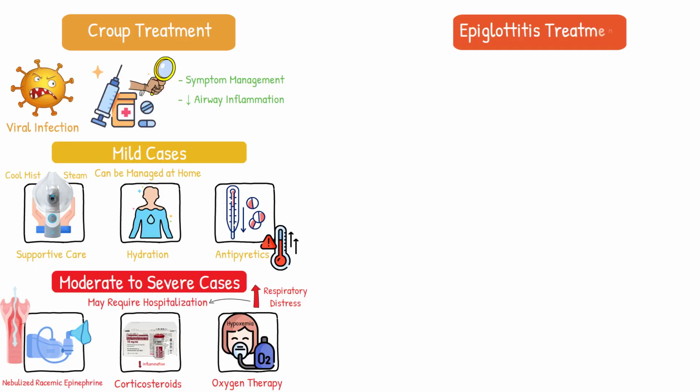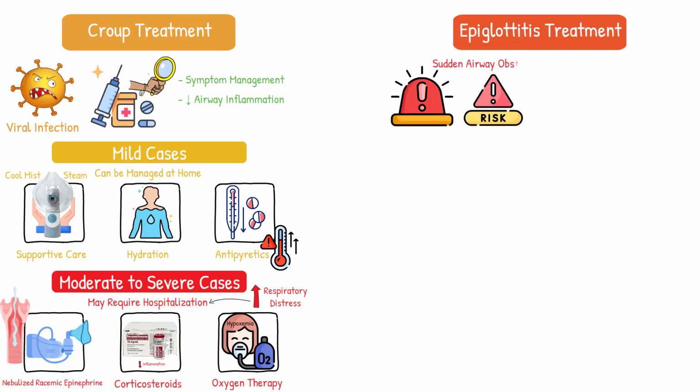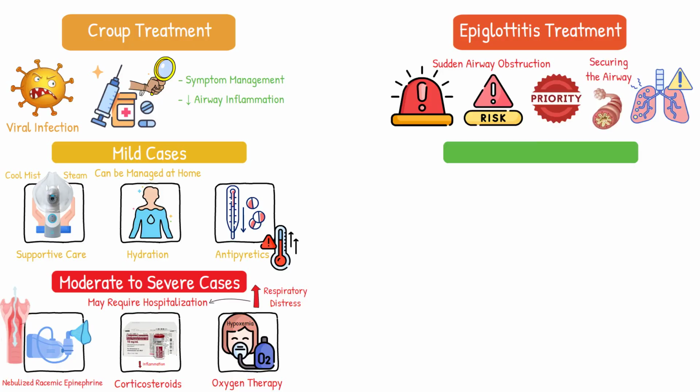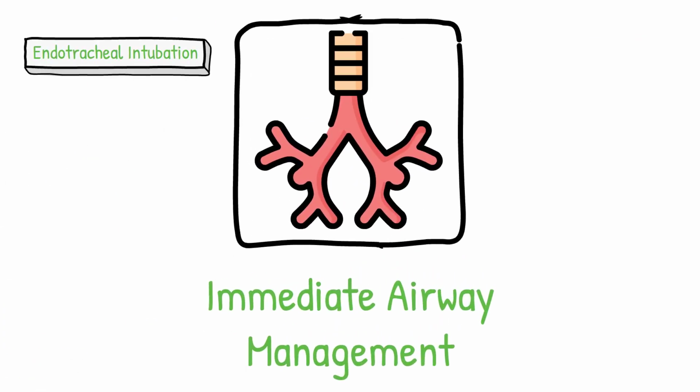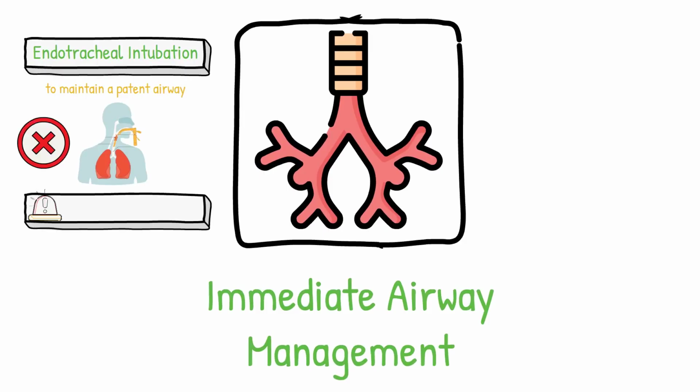Epiglottitis is considered a true medical emergency due to the high risk of sudden airway obstruction. The first and most urgent priority is securing the airway before respiratory failure can occur. In a controlled setting, endotracheal intubation is typically performed to ensure the airway remains open. If intubation cannot be achieved, an emergency tracheostomy may be needed.